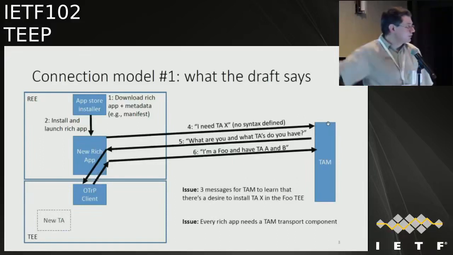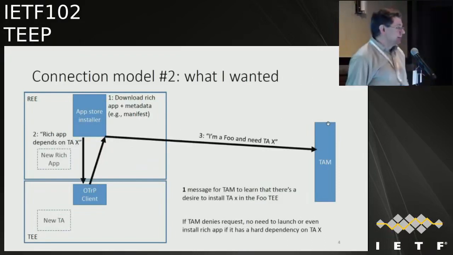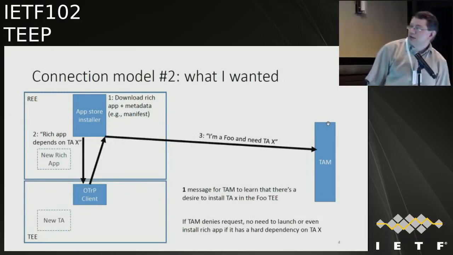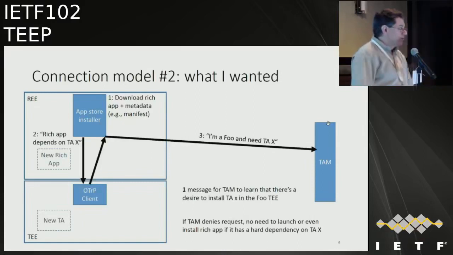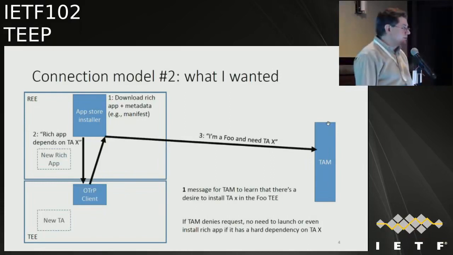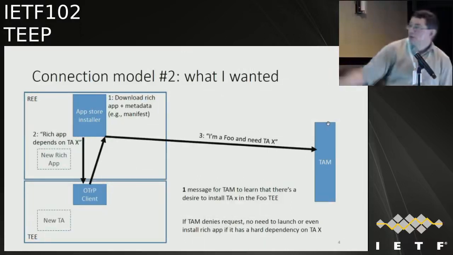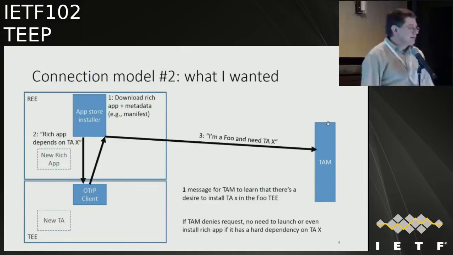As an implementer, here's what I wanted to do. What I wanted is something like an app installer, like an app store thing that talks to Steam, the Google Play Store or the Xbox Store, whatever it is, that goes and grabs stuff and gets manifests. And that has the facilitator code in it, so that the rich app doesn't have to be launched if it is going to fail because the dependency is rejected, okay? And so what I wanted is one message that says, I'm a foo and I need TAX.